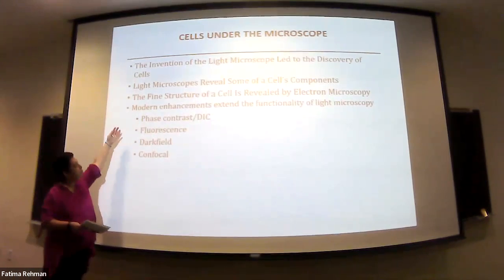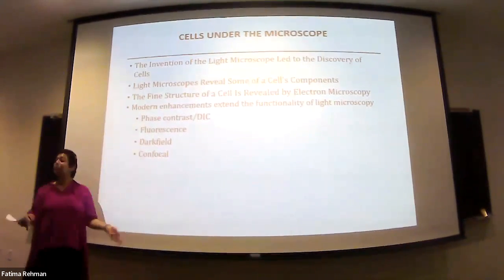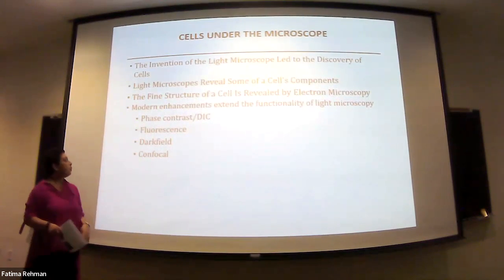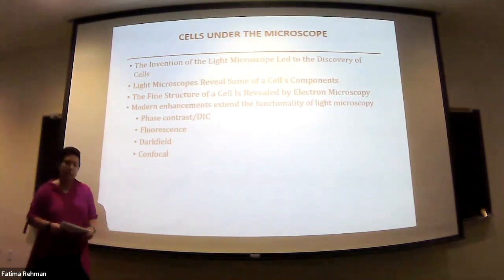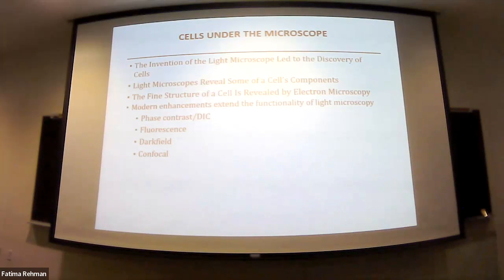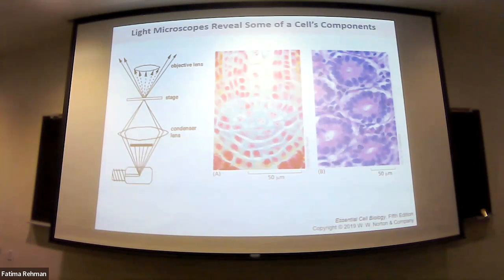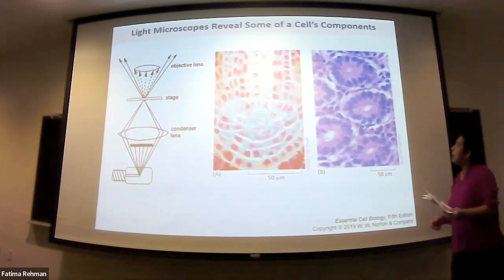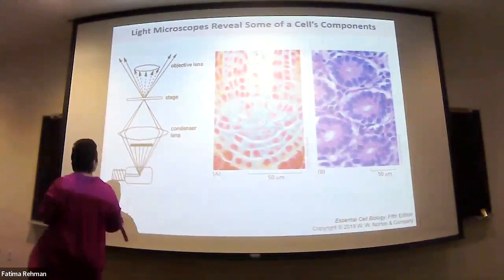And it's important to know what the difference is between, for example, a phase contrast versus a simple bright field microscope, and confocal or simple fluorescence. So a light microscope is going to reveal the basic structure of the cell, right? That's what it's good for.